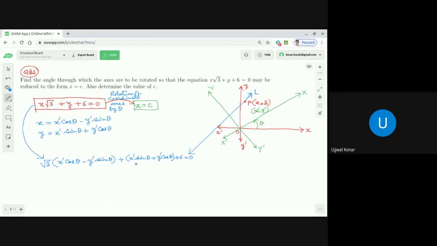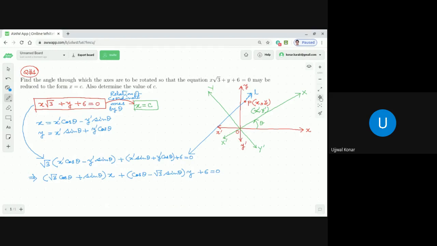So then if we rearrange this equation, what are we going to get? We are going to get that root 3 into cos theta plus sin theta into x, plus cos theta minus root 3 into sin theta into y, plus 6 is equal to 0.